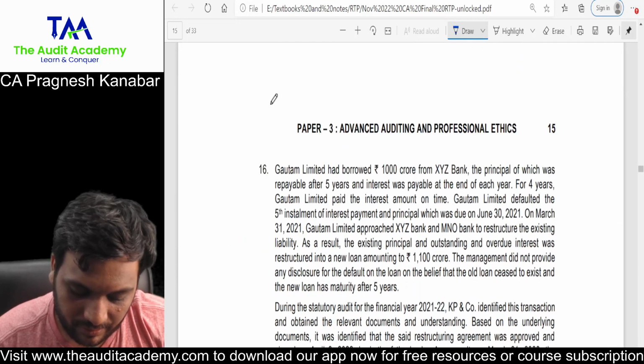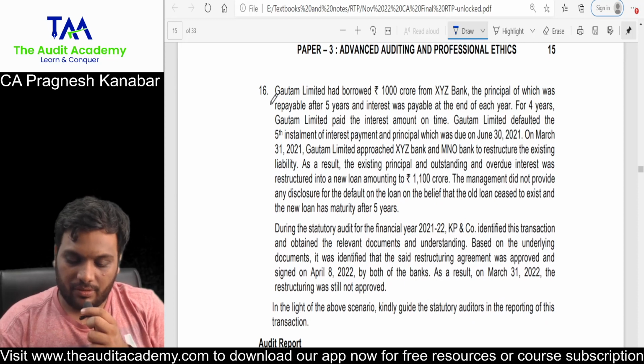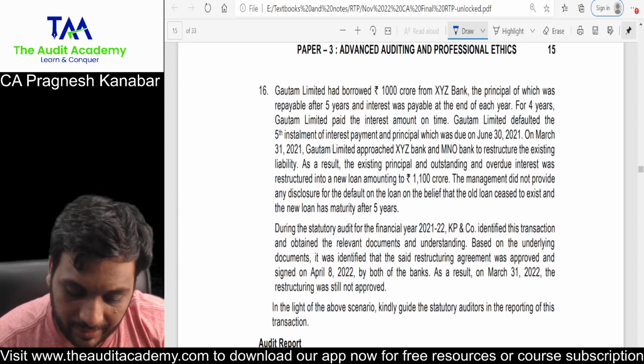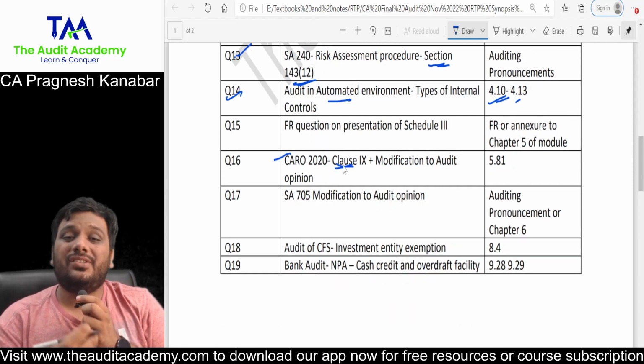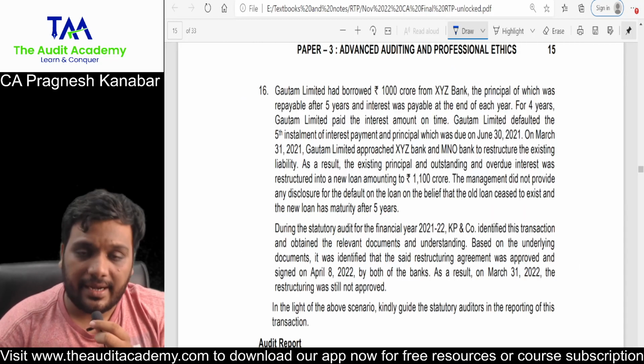Now in the next question, number 16, it's a simple question, not a very difficult one. It is a question on CARO 2020. Clause 9 has been questioned over there, that is, default in repayment of dues. There has been a default, and that is what they are questioning.